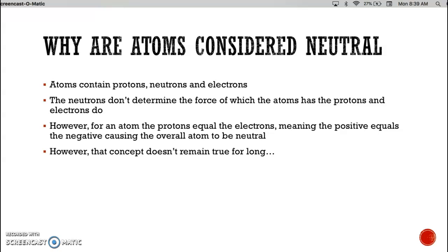Last week we talked about the atom and its electrons. So let's go ahead and get started.